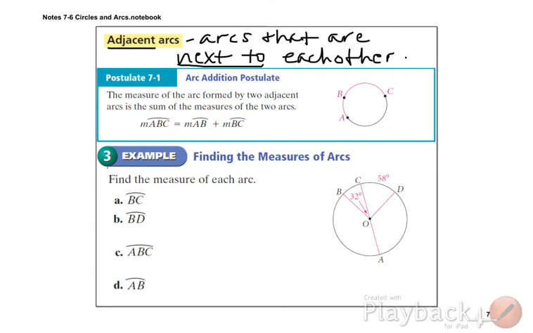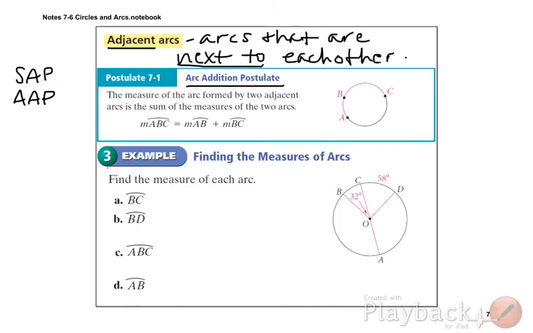In the past we've also talked about some addition postulates. We've had the segment addition postulate, and we've also used the angle addition postulate. Now we're going to apply that to arcs. So we have the arc addition postulate, which basically says that the measures of arcs can be added together to equal a total arc.